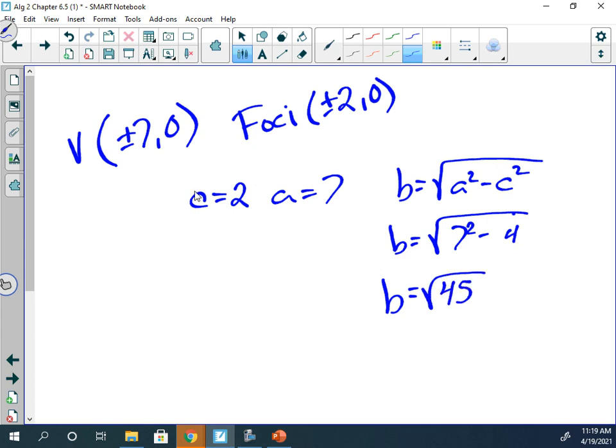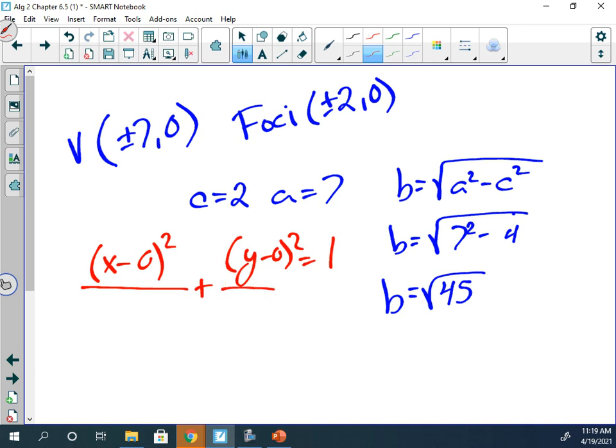Now we can leave it here, because again, what we're wanting to find is the overall equation. So for us, it'd be x minus 0 squared plus y minus 0 squared equals 1. Now again, we're longer on the major axis along the x, so it would go with the x. So our a value is 7. B value is the square root of 45 squared.